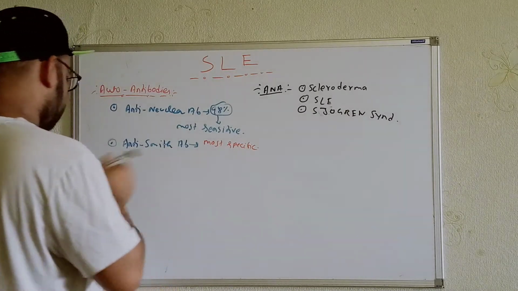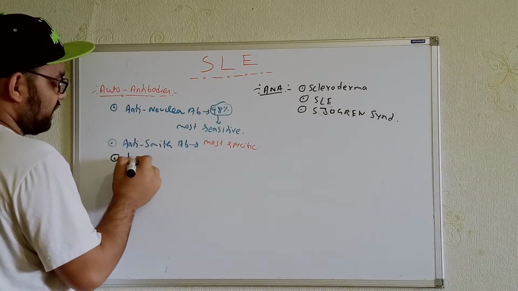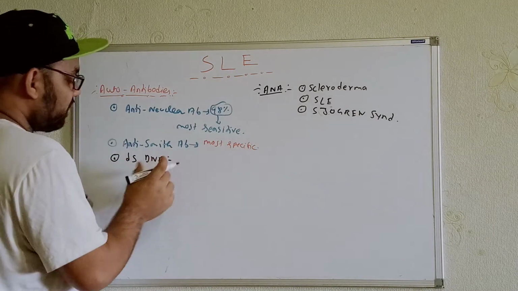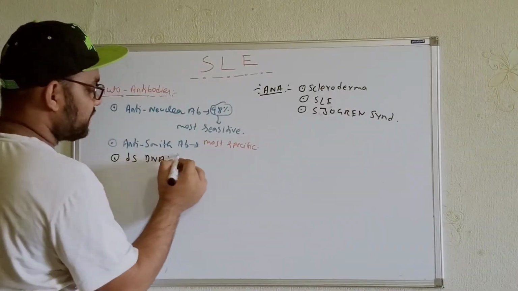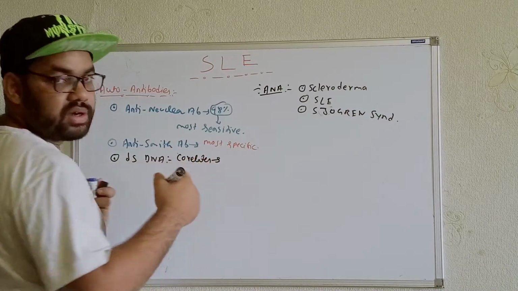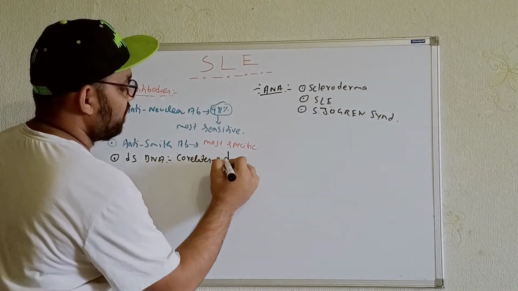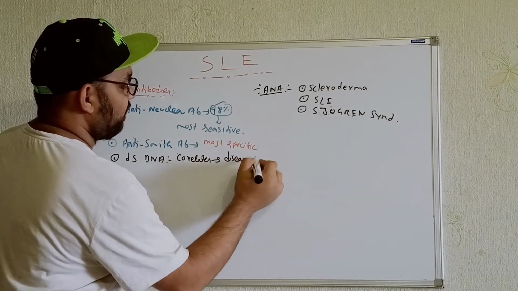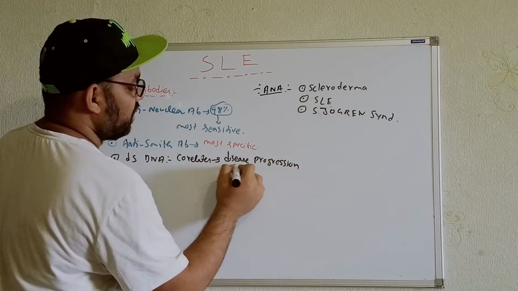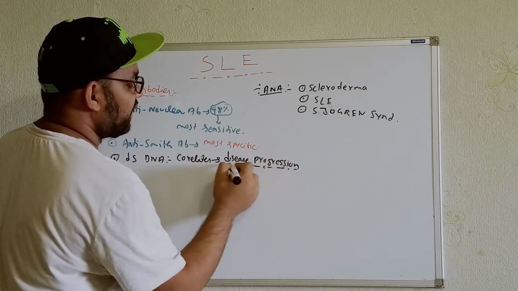Now another type of test we can do over here. We can do the double stranded DNA, but as far as the antibody is concerned, this type of test correlates with the progression of the disease, just to check in which form of the ACLE we are getting in these patients.